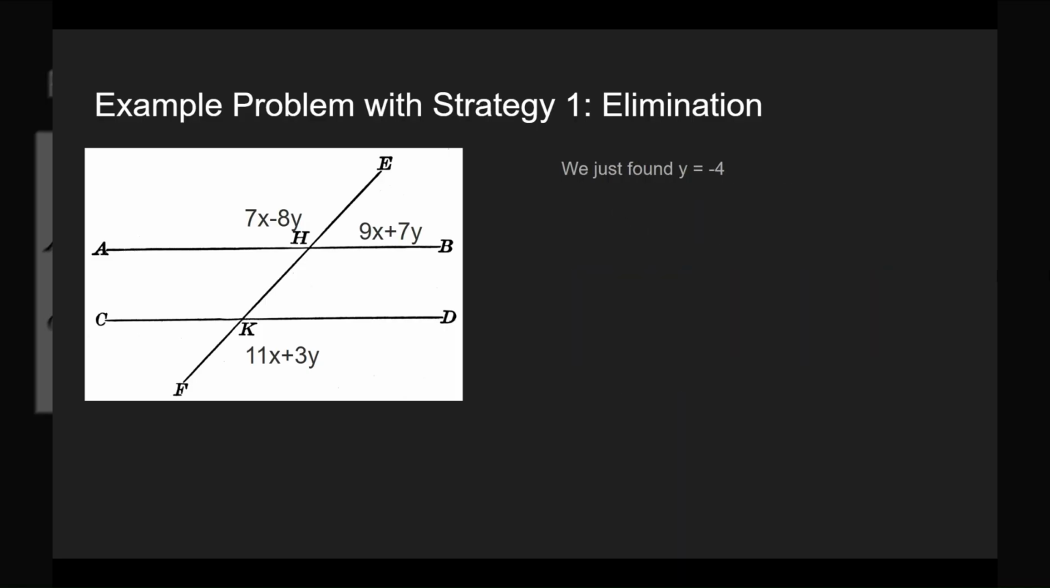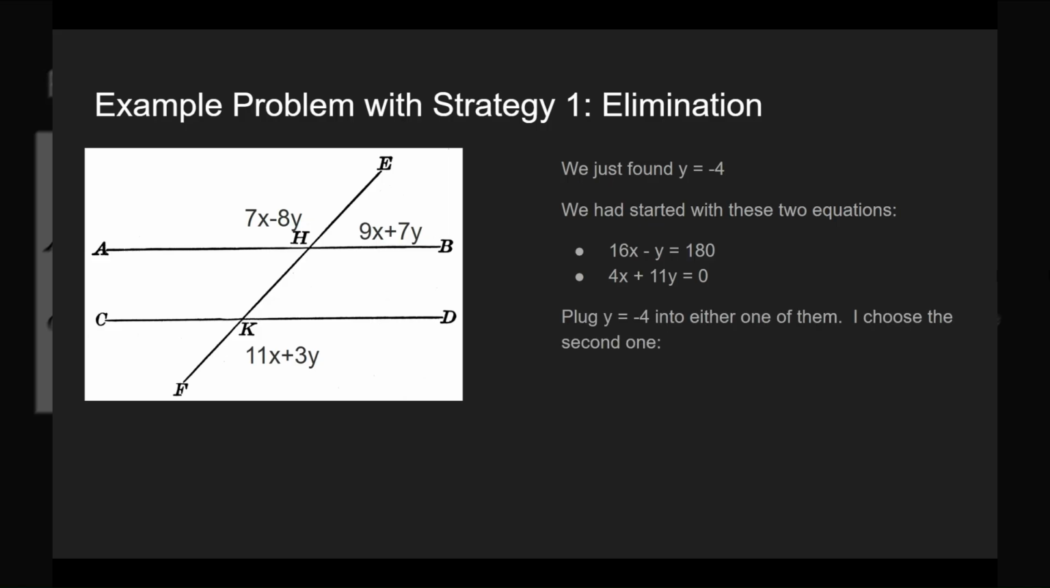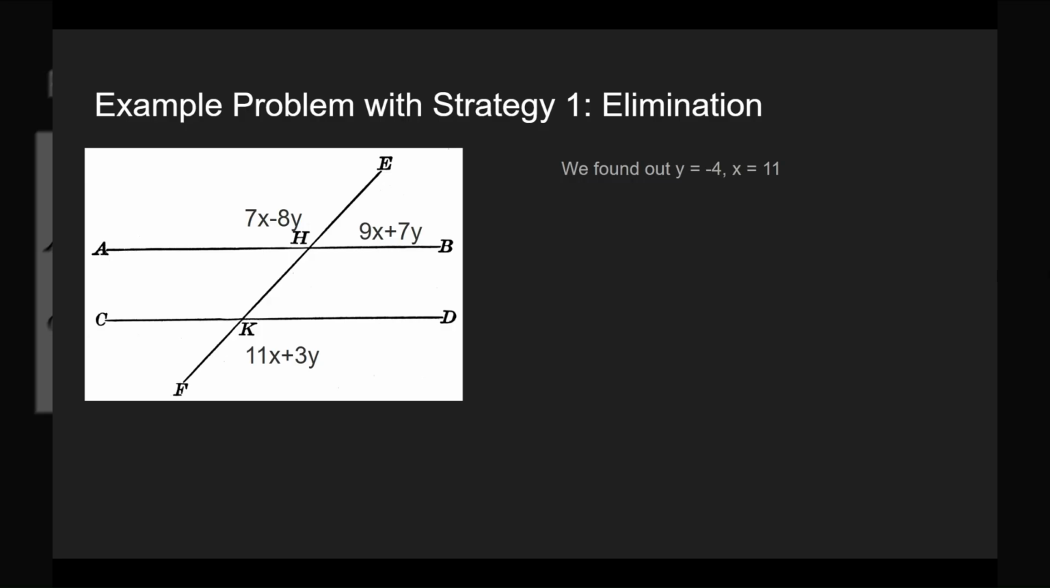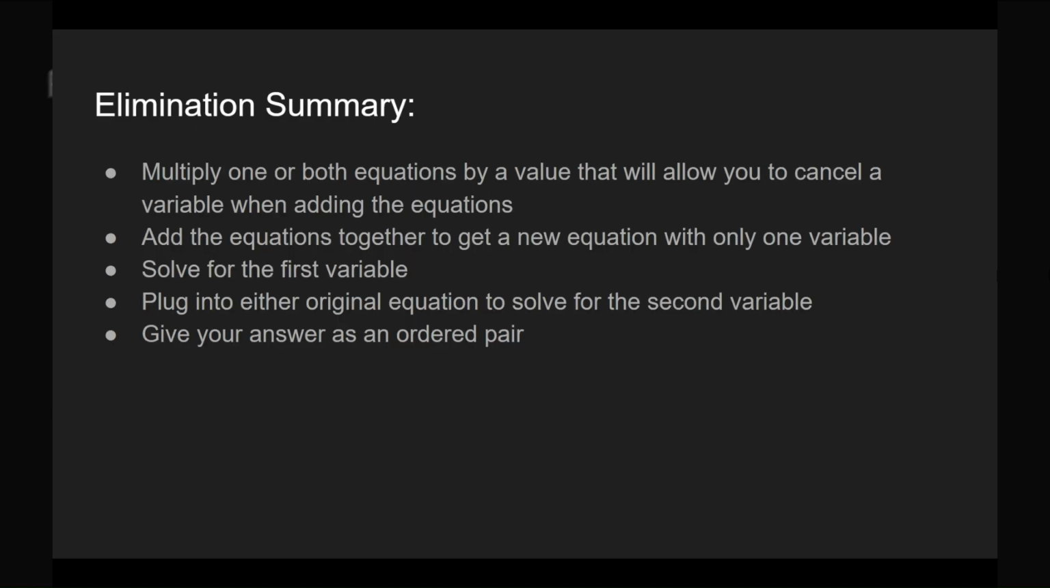So now that I've got y equals negative 4, I had these two equations to start with. I can plug that into either one of them. I'm choosing the second one just because I like it. There's no wrong choice here. You will get the same answer either way. So when I plug that into the second one, I've got 4x plus 11 times negative 4 equals 0. And with a little bit of algebra, I'm going to get x equals 11. So we found out that y equals negative 4 and x is 11. And so our final answer is an ordered pair, x comma y. I've got 11 comma negative 4. So just a quick summary of what we did there.